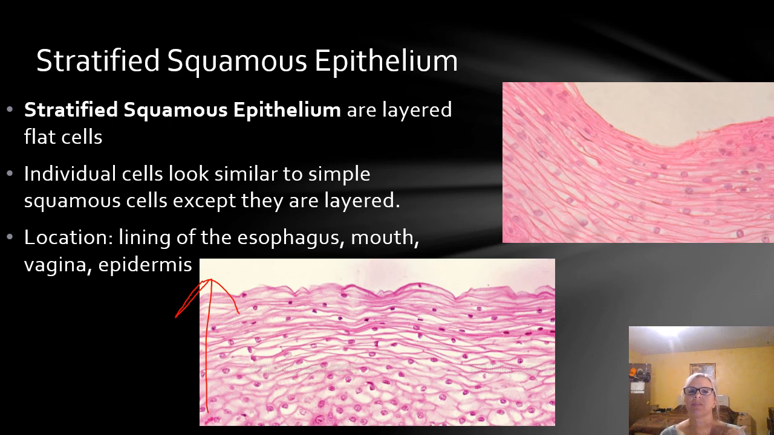So think about things like the lining of the esophagus. When we eat food, it can scrape the cells off, but since they are stratified, they can grow back in multiple layers, okay? So you'll also find them in areas like the mouth, the vagina, and the epidermis, our outer layer of skin, where we're more prone to undergo some type of mechanical force that might injure the cells.